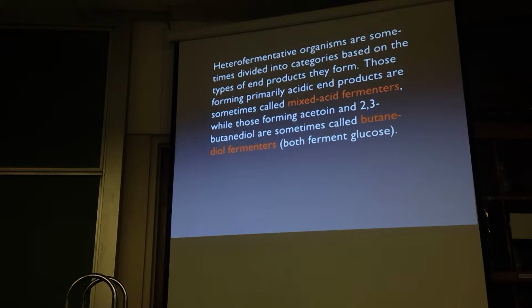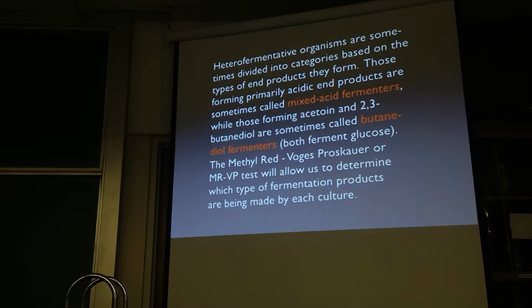Anyway, don't forget, most of the time, if you're looking at the OF test, you're looking at glucose being fermented. The test that has specifically to do with mixed acid fermentation or butanediol fermentation is the methyl red Vogt-Proskauer test. And again, what they're fermenting is glucose. Glucose is the carbohydrate.